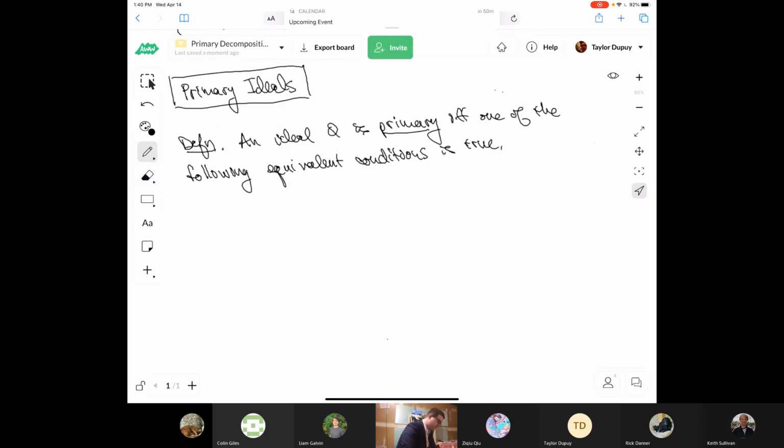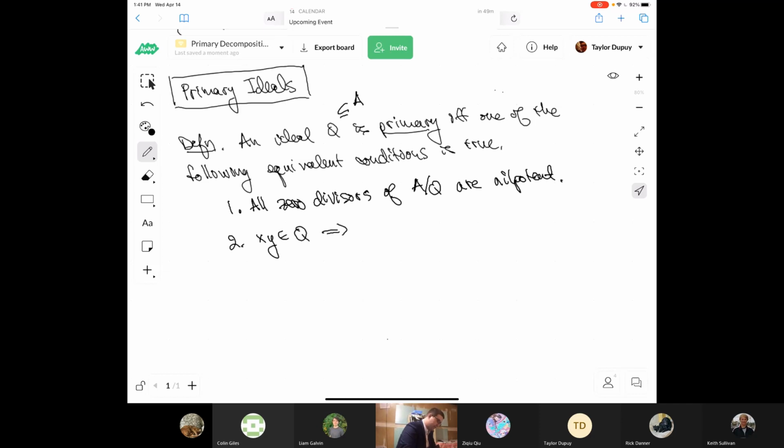So one, all the zero divisors. Okay, let's do this. This is going to be in a ring A. All zero divisors of A mod Q are nilpotent. And the other condition that was equivalent to this, which we showed before, either I showed it to you or I put it in the homework: if xy is in Q, this implies that x is in Q or y is in the radical of Q. Okay, so this is what it meant to be primary.